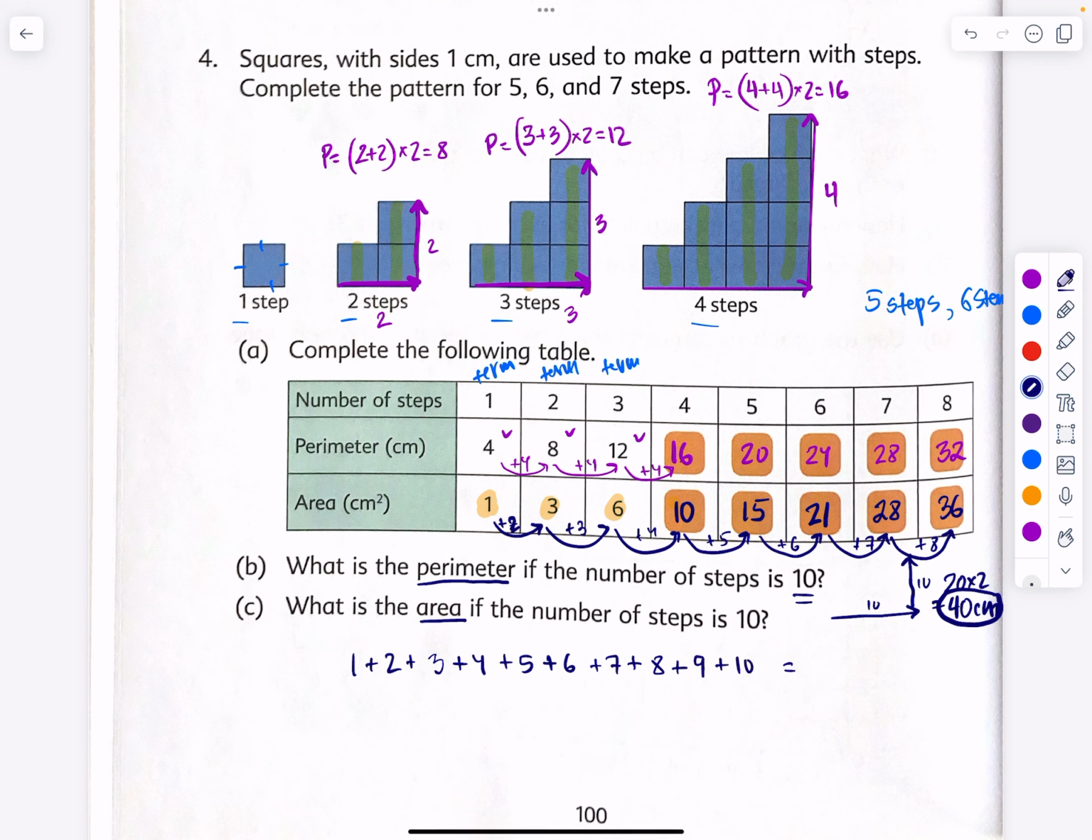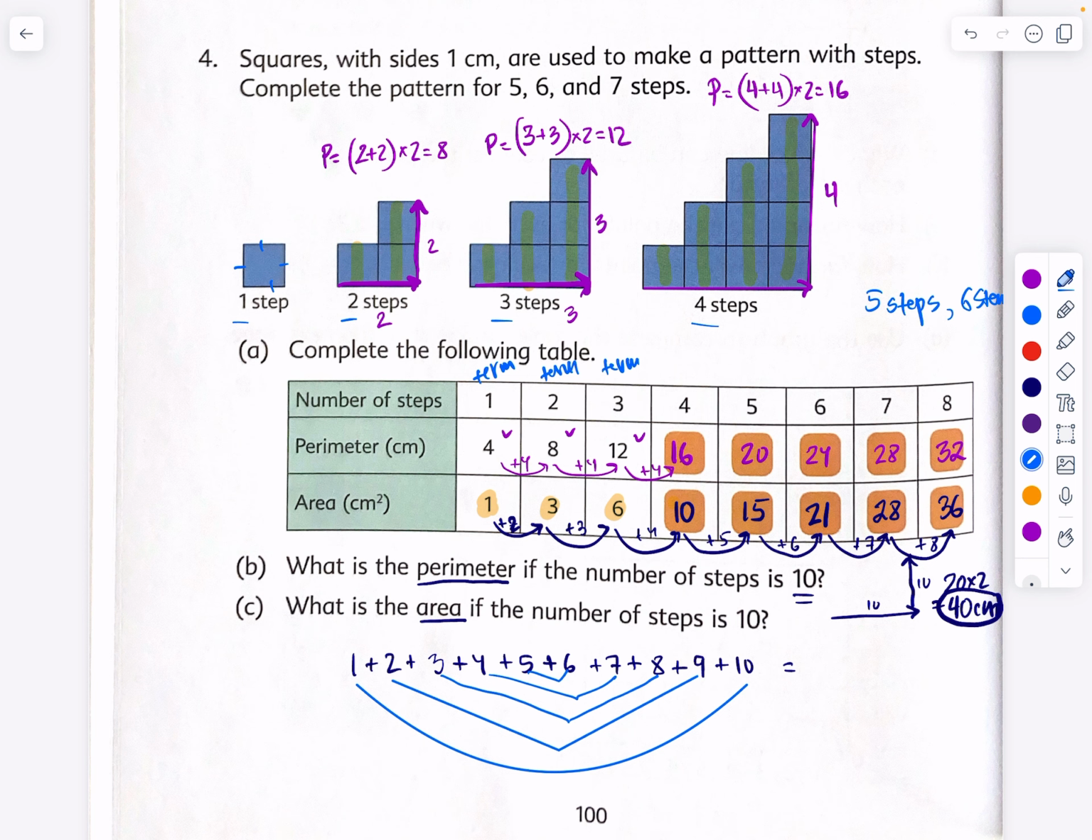How do we add numbers in a sequence 1 through 10? I hope you remember from last year, but I can tell you again. We add up the edges. Oh, no, we need to go like this and like this. And we add up the edges.